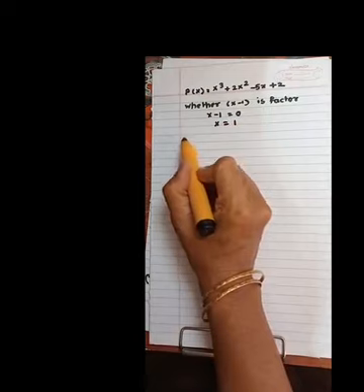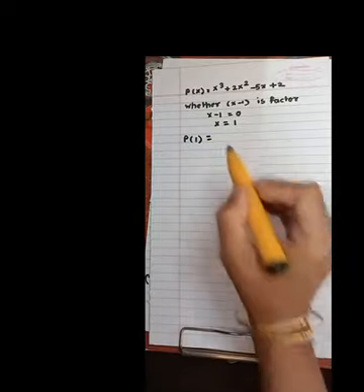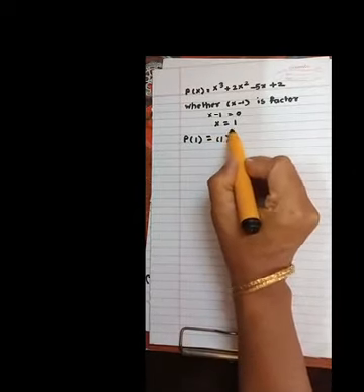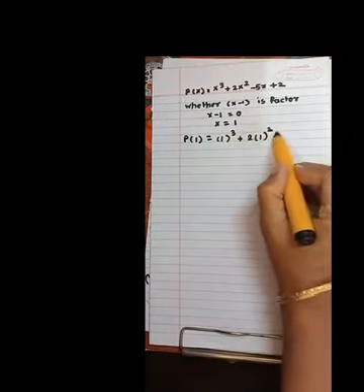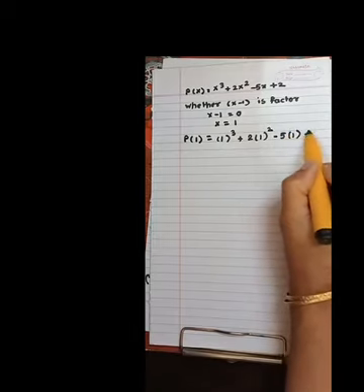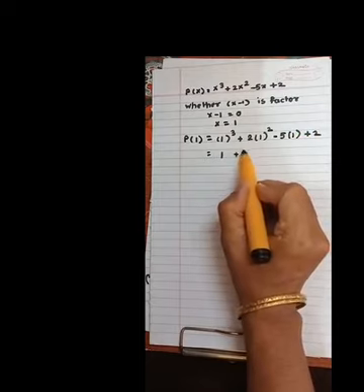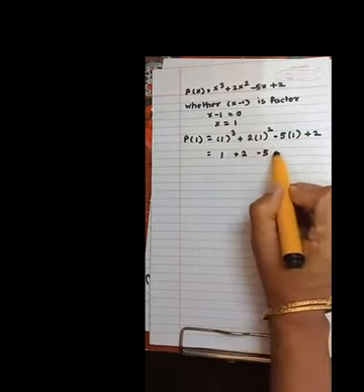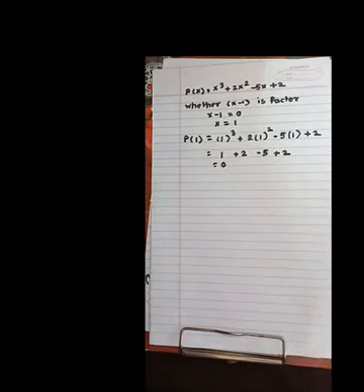So by replacing x equal to 1, we get p(1) is equal to 1 cube plus 2 minus 5 into 1, so you get 1 plus 2 minus 5 plus 2. As p(1) is equal to 0, x minus 1 is a factor of p(x).